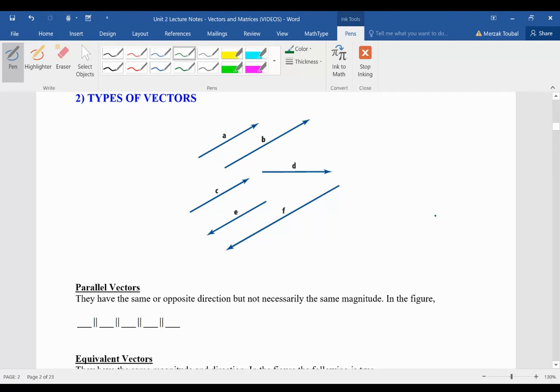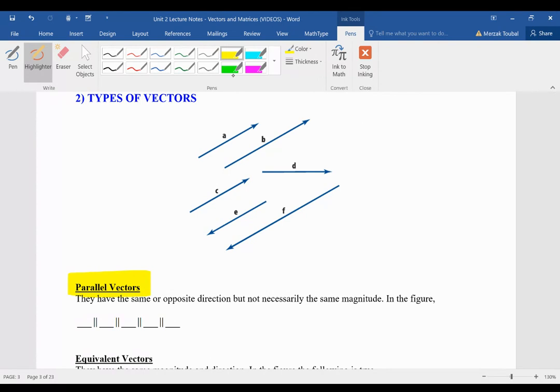What we mean by types of vectors is more of how the vectors relate to each other. We're going to start with the first one, which is parallel vectors. It's like talking about parallel lines.